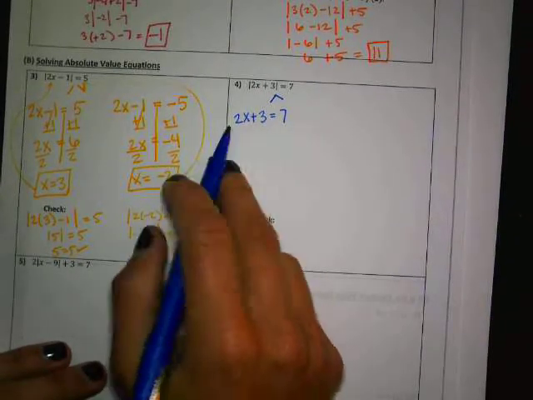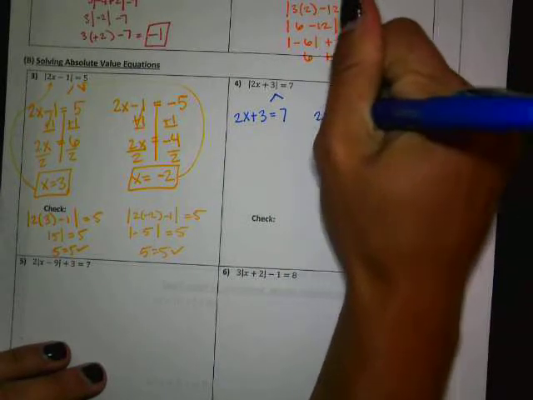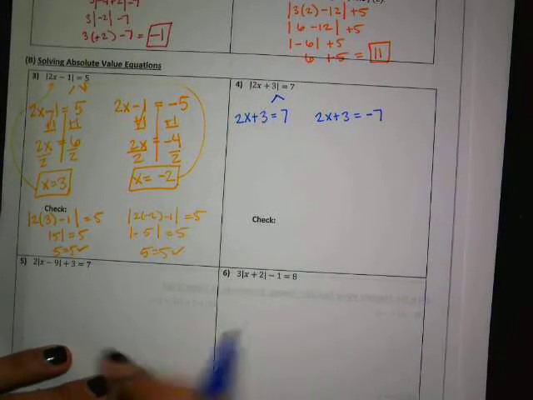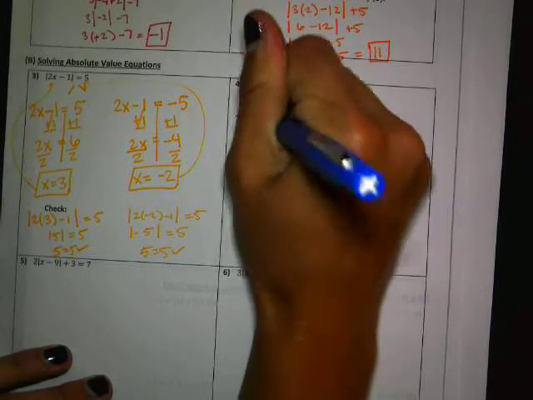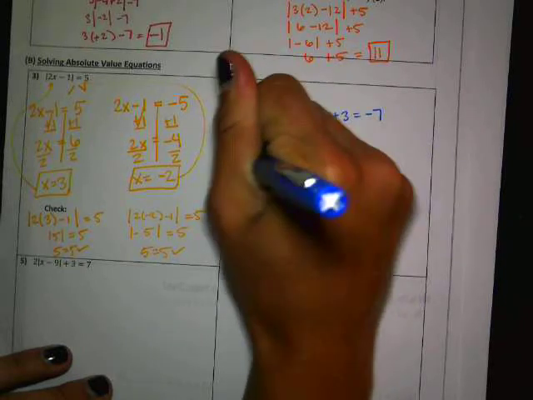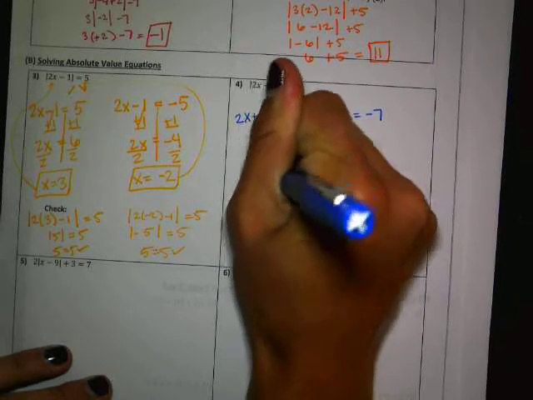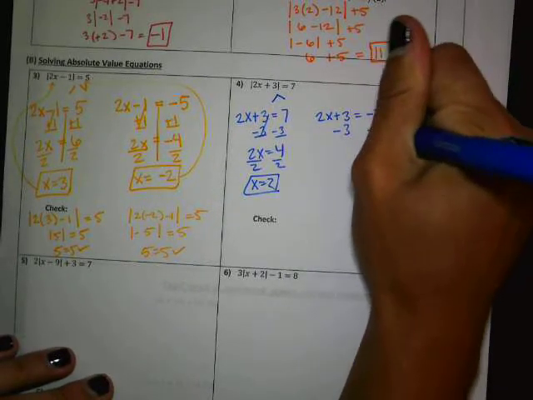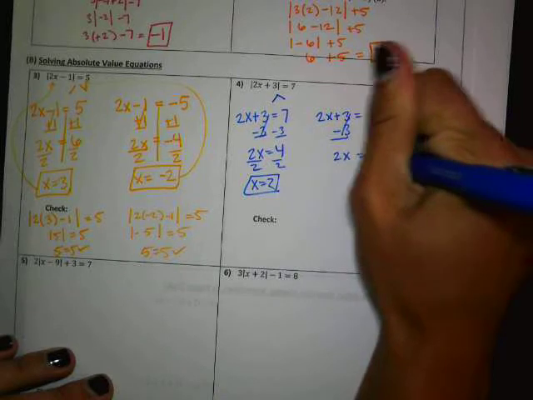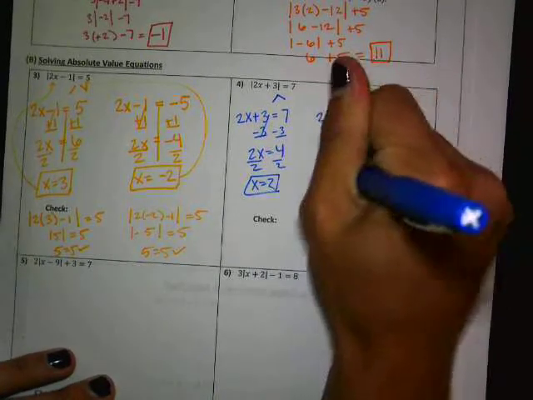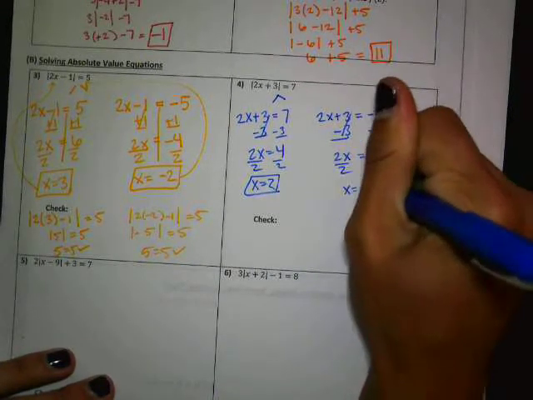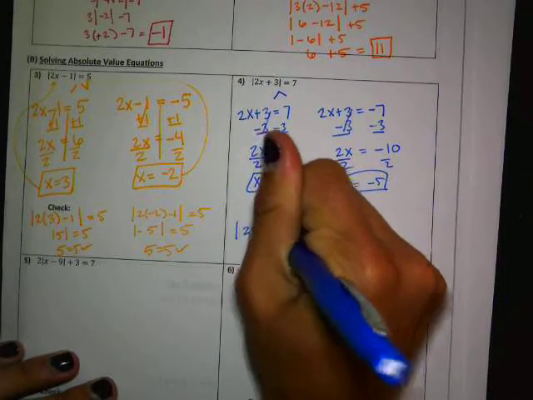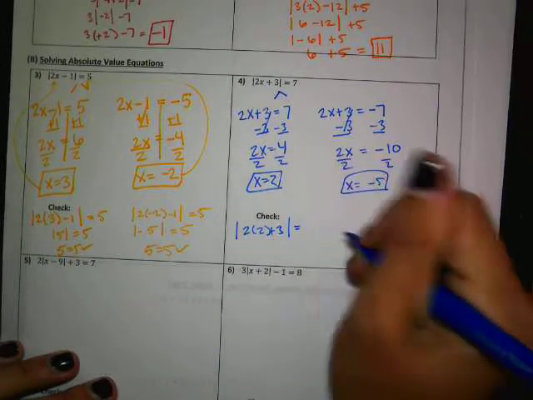We're going to split this up. The first one stays the same: 2x plus 3 equals 7, and 2x plus 3 equals negative 7. Then we minus 3 from both sides. And then we do 2x equals 4. Then we divide by 2, and x equals 2. Then we minus 3 on both sides. We get 2x equals negative 10. And then we divide by 2, and we get x equals negative 5. And then we plug in x, and it's right. Very good.